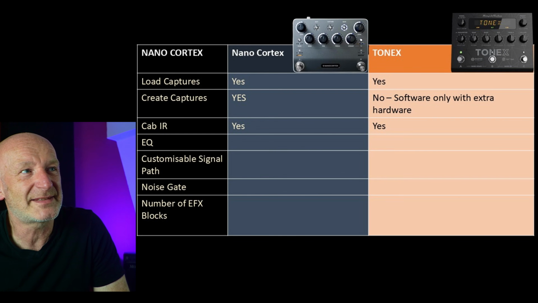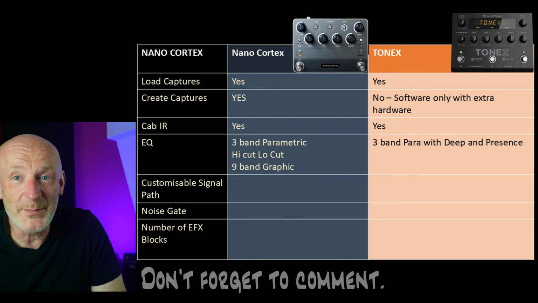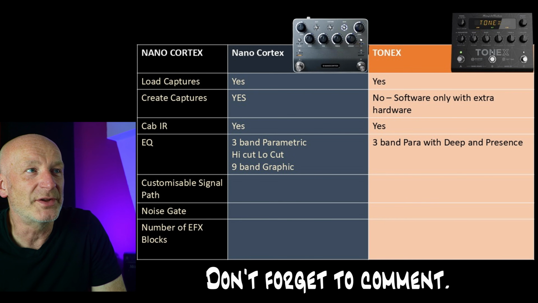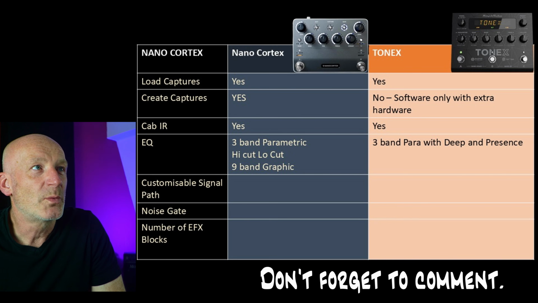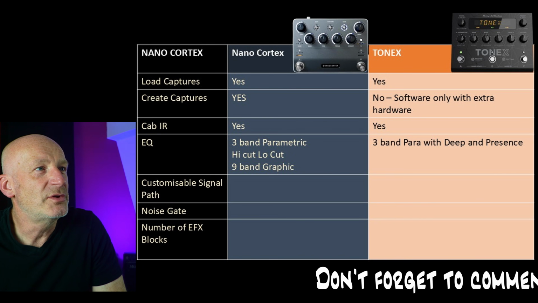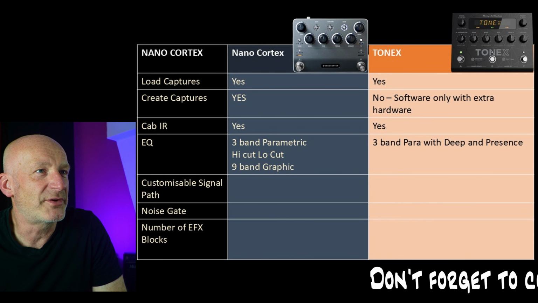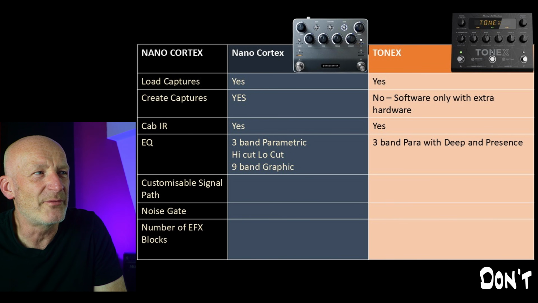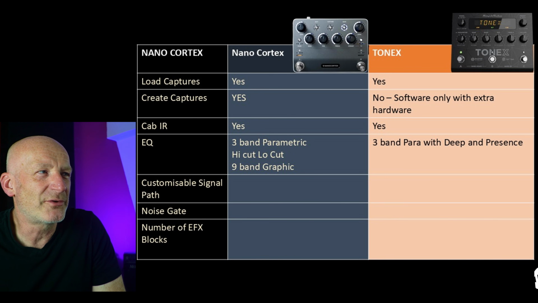Cab IRs, yes, they both do cab IRs. EQs, yes, they've both got EQs. However, the Nano Cortex has a 3-band parametric, it's got a high and a low cut, and it's got a 9-band graphic. Whereas on the TONEX, you've got a 3-band parametric, and you've got a depth and presence, but you can't really control them very much. So as far as EQs are concerned, I think the Nano absolutely wins hands down.